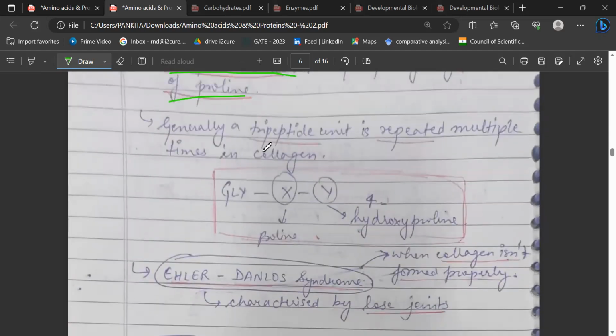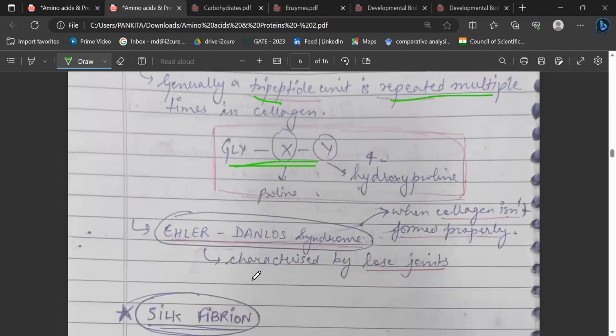A tripeptide unit is repeated multiple times in collagen. The tripeptide unit is glycine, proline, and 4-hydroxyproline, which is mostly repeated multiple times in collagen. There's a syndrome called Ehlers-Danlos syndrome, wherein the collagen is not formed properly and it is characterized by loose joints.